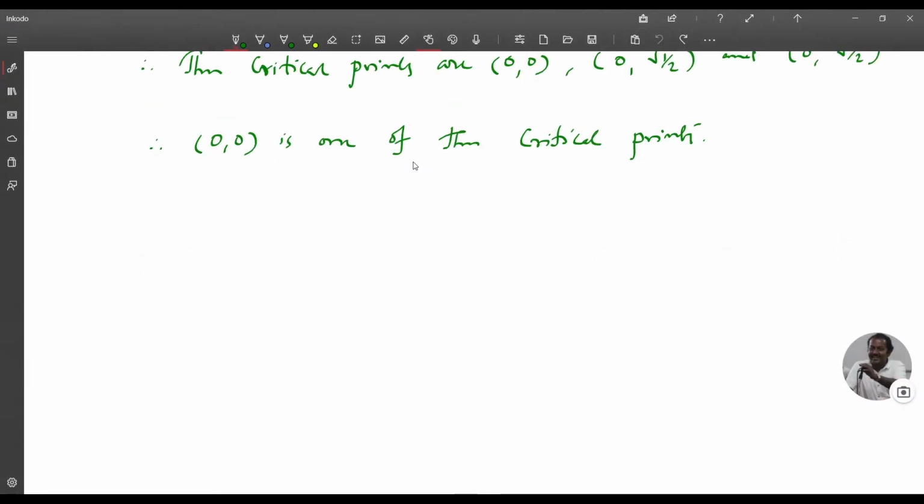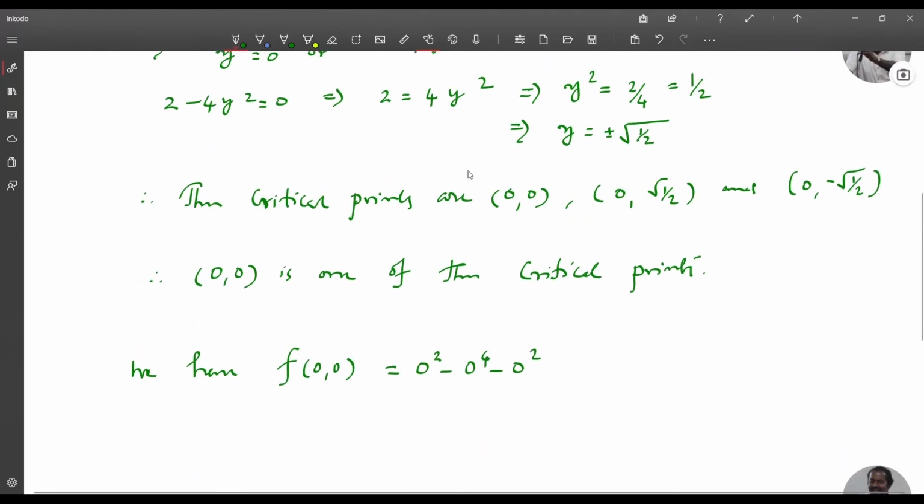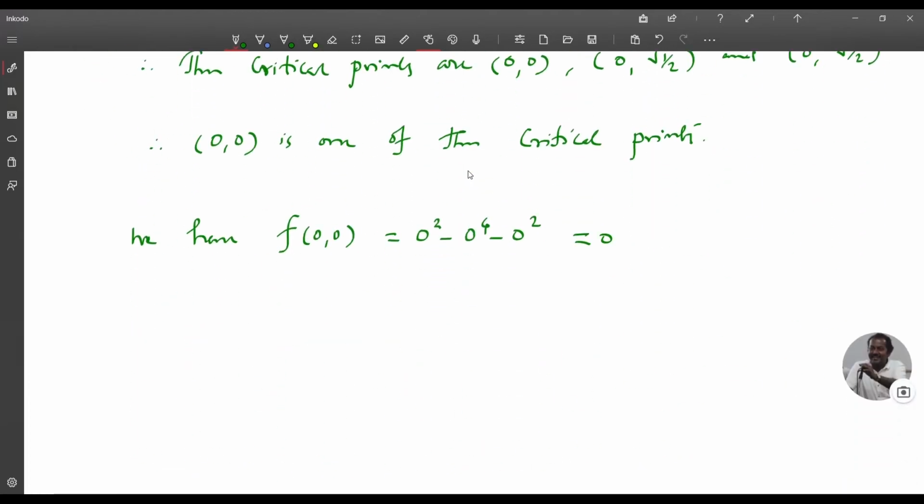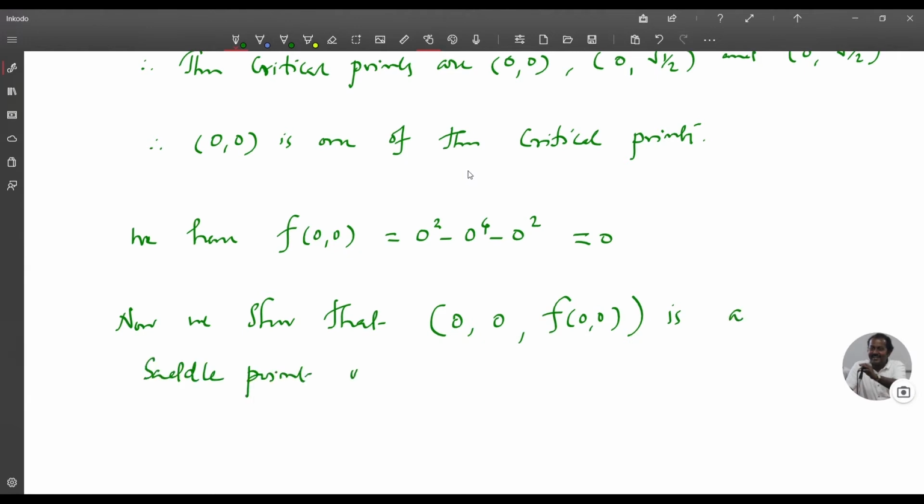So we have f of 0, 0 is 0 squared minus 0 raised to 4 minus 0 squared, because x and y are 0. So this is equal to 0. Now we show that (0, 0, f of 0, 0) is a saddle point on the surface z is equal to y squared minus y raised to 4 minus x squared.